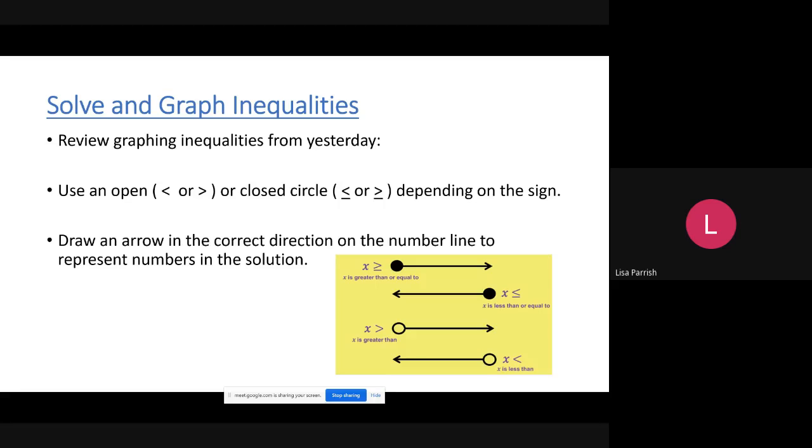So remember from graphing inequalities yesterday, we used an open or closed circle depending on the sign. What we mean by that is if you had just a less than or greater than symbol, then we used an open circle. Okay. If you had the less than or equal to or the greater than or equal to symbol, we used a closed circle, meaning we colored it in.